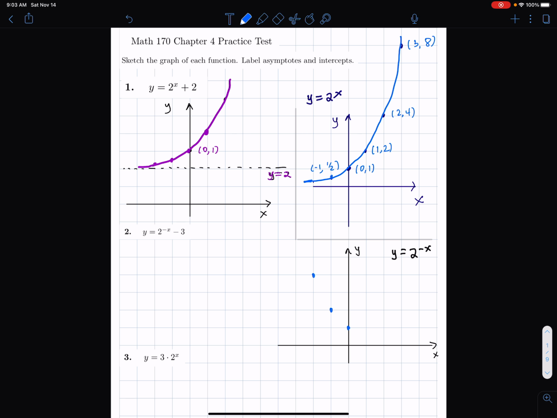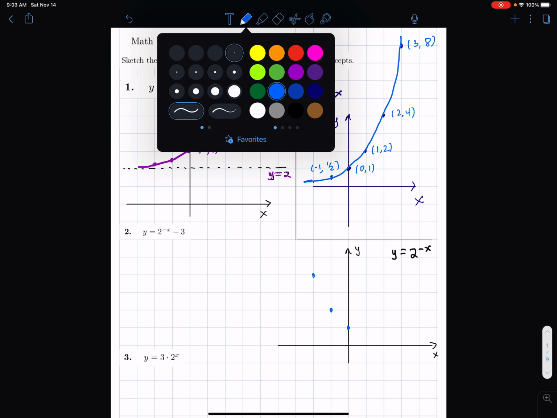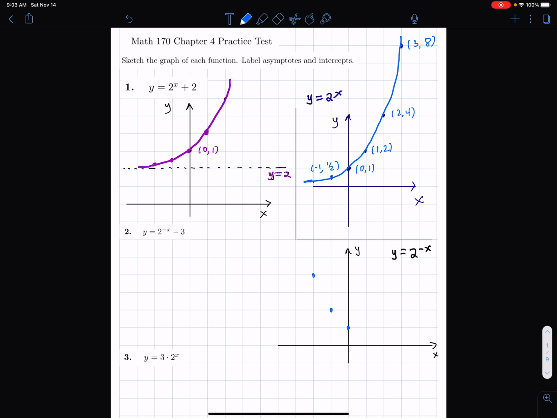I don't really have enough room to go any higher than that. Actually, let me, first of all, get a darker, bolder color here, or bolder marker. Okay.